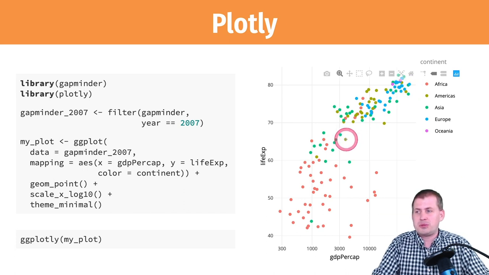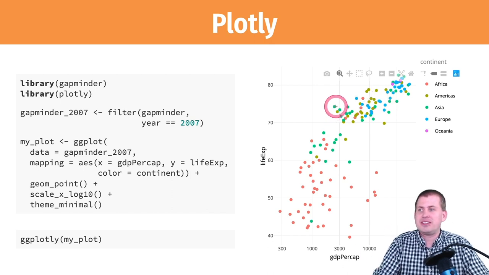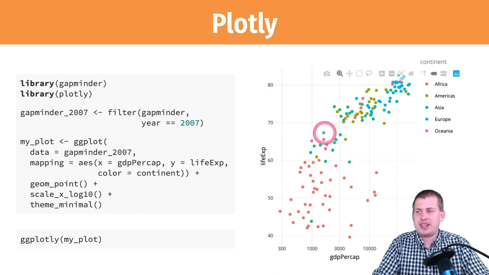But if you hover over these points, it will tell you what the different countries are, and what the different values are. It's not really working very well on my computer here because of the slides. But if you're following along live with the slides, you can actually see what these points are, and it'll give you the values for them.